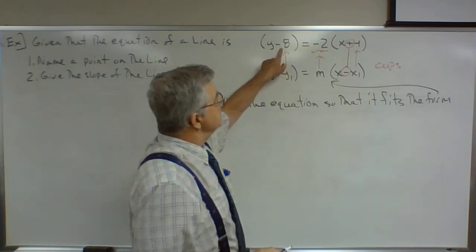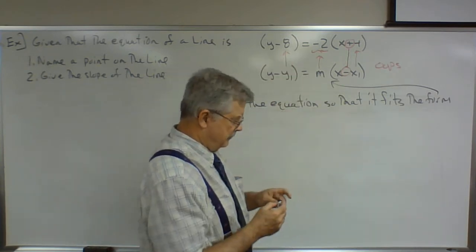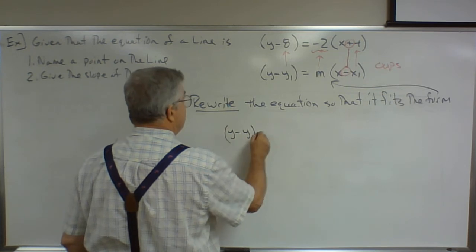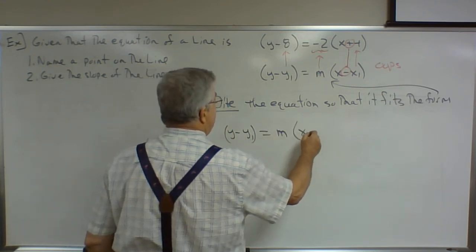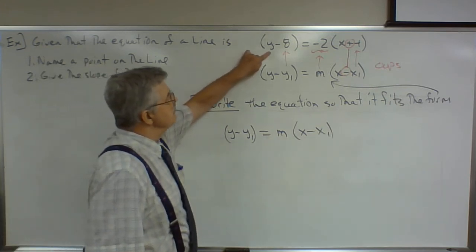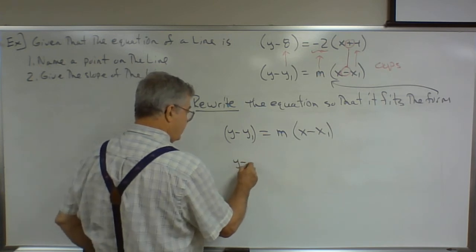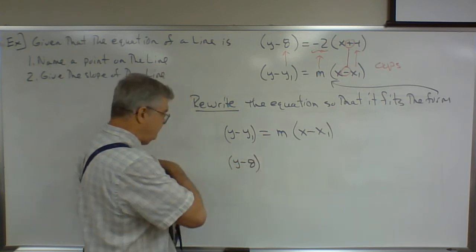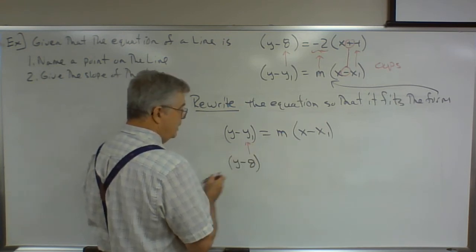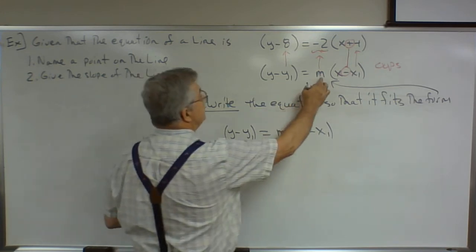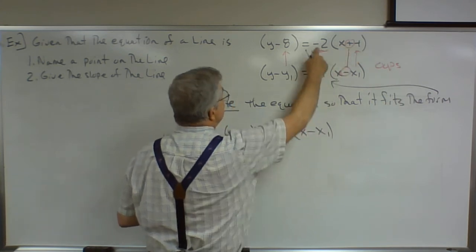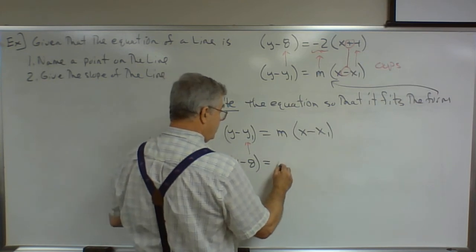We want to rewrite this equation so that it fits this form. So let's say y minus y1 equals m times x minus x1. Here's the equation we were given, y minus 8. There's no problem there. We have y minus something. This is looking good. But next we have the slope. We have something times x blah, blah, blah in parentheses. This is good right here. No problem.